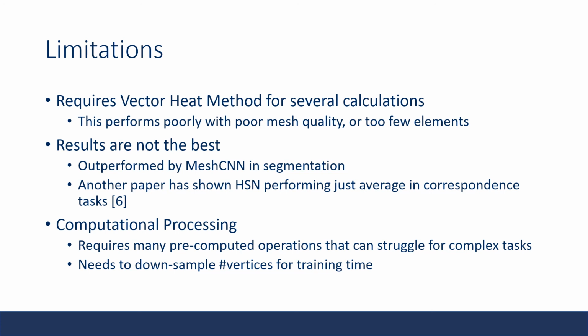Secondly, the results are not the best. It's outperformed by MeshCNN in segmentation, and another paper has shown HSN performing just about average in correspondence tasks. Finally, there's a high computational processing requirement. The vector heat method requires many pre-computed operations and can struggle for complex tasks or meshes. And even in the results section, they need to downsample the number of vertices for a reasonable amount of training time.